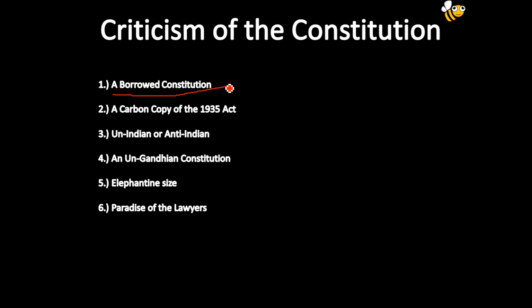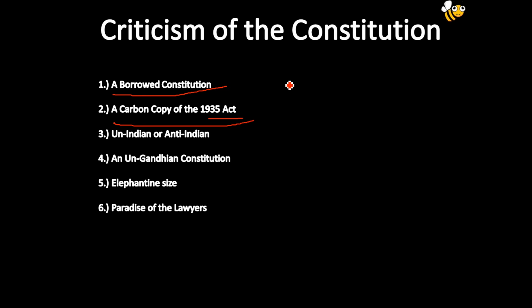The next criticism is that it is a carbon copy of the 1935 Act. The legal part of our constitution has been largely taken from this 1935 Act, so it is said to be a carbon copy. But it is to be kept in mind that the Britishers made this act by considering how they would rule in the country India. So they made different circumstances and different provisions in this 1935 Act. Our framers took the particular points in it that are applicable to our country's needs.